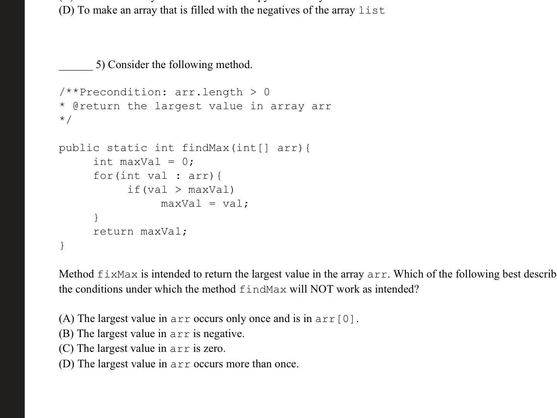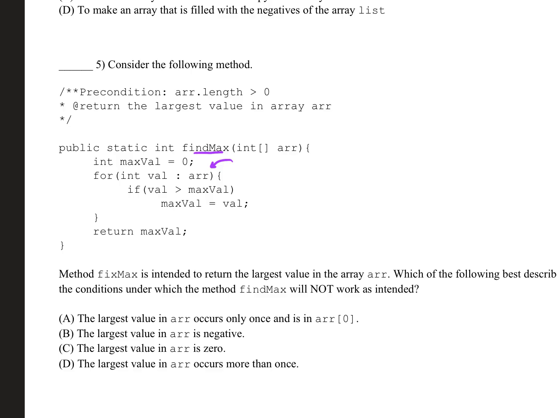So we have a find max method. They told us our max value is equal to 0. We're going to traverse the array. If our value is bigger than our max, we found our new max, the max will be max value, and after the loop, it's going to return the max value. So this method is intended to return the largest value in the array.